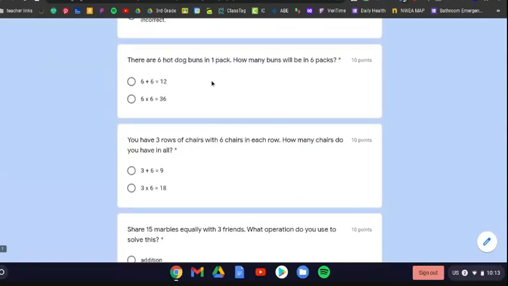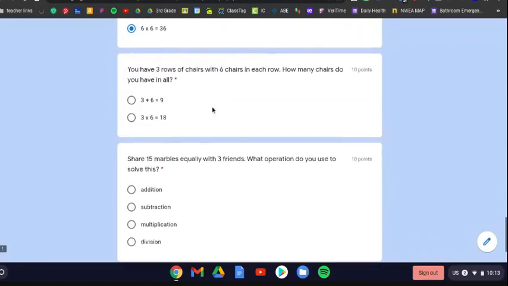This next question says there are 6 hot dog buns in 1 pack. So how many buns will be in 6 packs? Are we adding here or multiplying? Choose the answer, click in the white, and carry on.